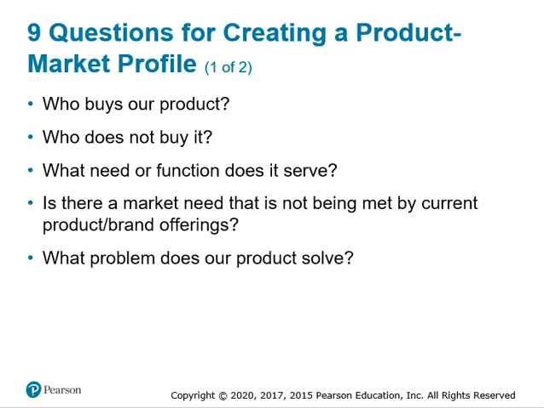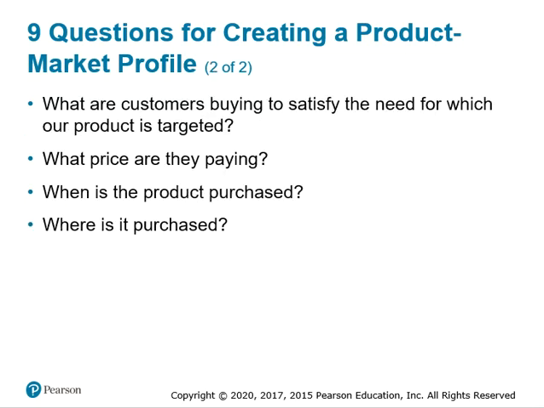Ask yourself, what problem does your product solve? What are the substitutes? What are they using to satisfy that need that your product might solve? It might be cheaper and just as good, and they would not choose your product because they've found an amenable substitute. How much are they paying? How often and when is the product purchased? And how are they acquiring it? Where are they purchasing it?